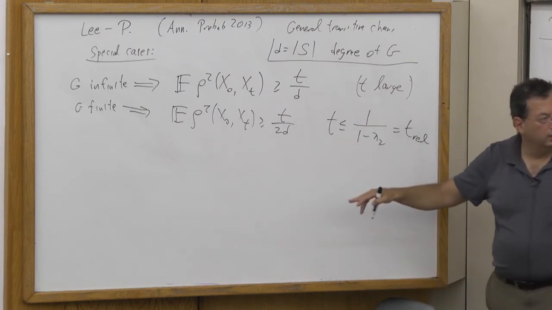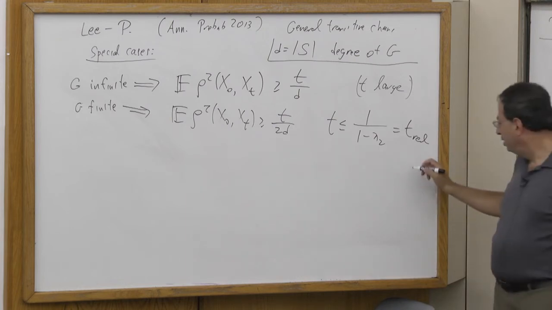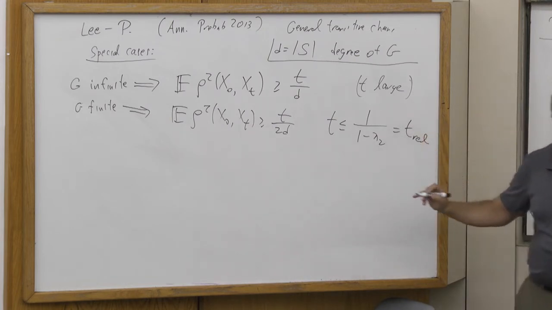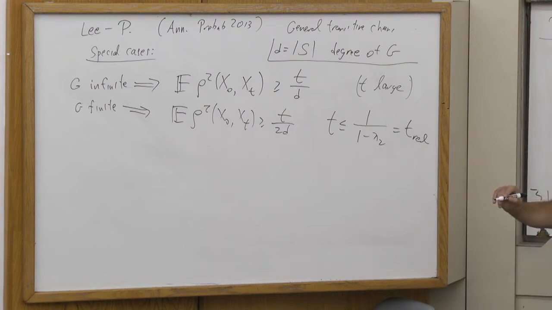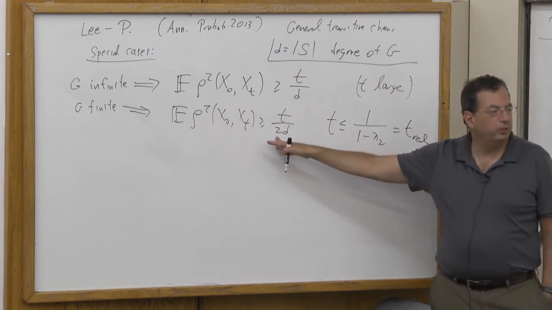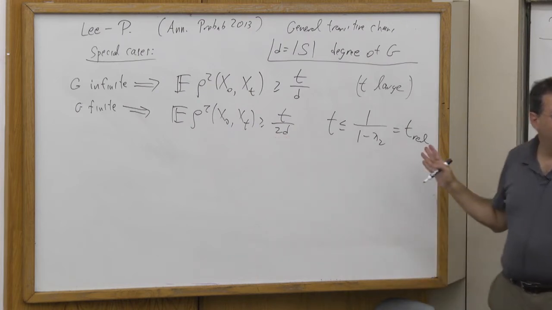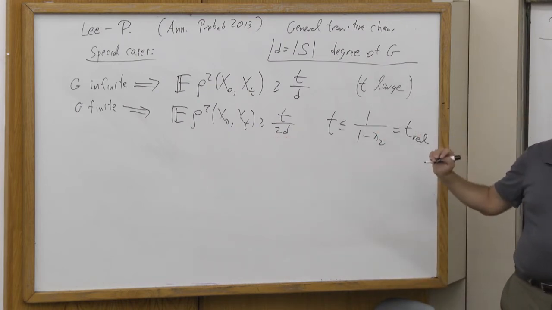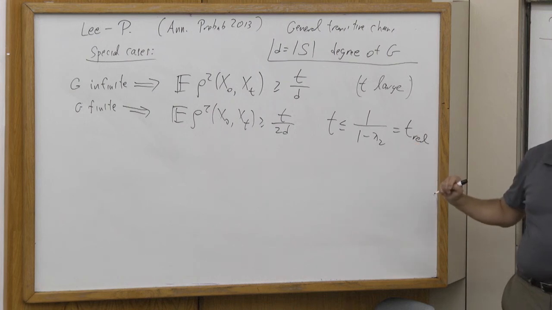Let me already tell you an open problem. Can you replace the relaxation time here by the mixing time? This would have dramatic consequences. And I'm willing to replace the 2 here by 1,000,000. But we don't know that. So the best general bound we have of this type is until the relaxation time.